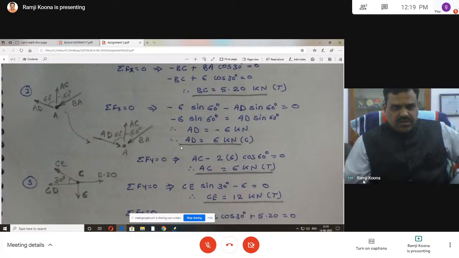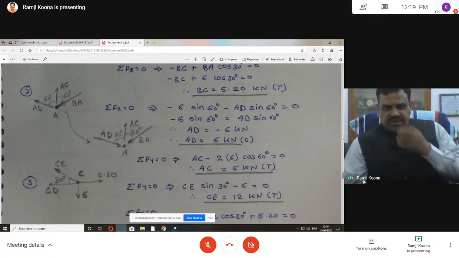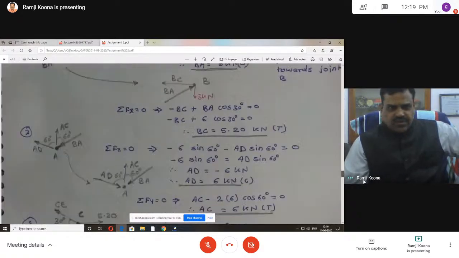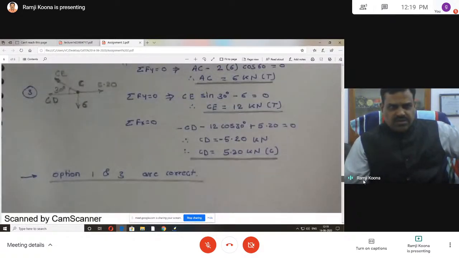Now we can resolve AD as 6 kilonewtons. Similarly, summation of vertical forces: only AC is there. Now resolve the other things. Like that we can get the forces. Now similarly go to the other joint.